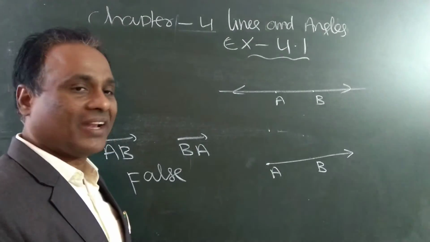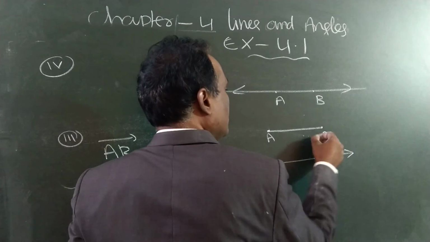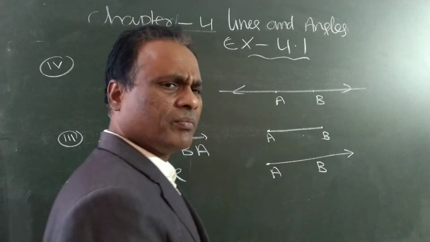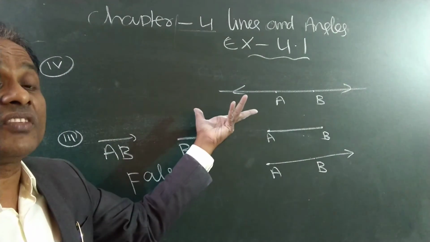A line segment will have length. A line segment means, suppose from here to here, this is a line segment. It may be 2 centimeters, 3 centimeters, something we can measure. But a line means no ends. What is the length of this line?